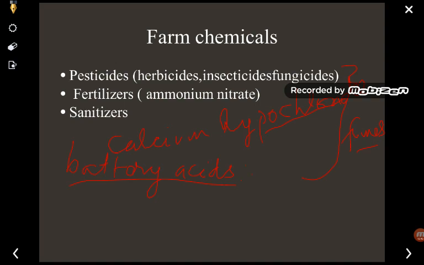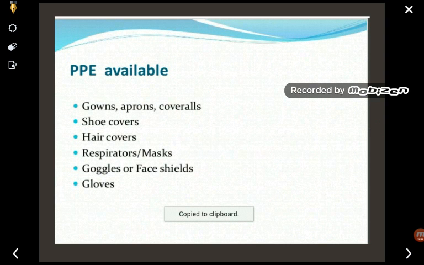So, depending on the circumstances, PPE should include many of the following. What are the different equipments which are to be worn? PPE equipments may include gown, apron, coverall in order to protect the body. So, in order to protect the body, we used to wear the apron and the gown. Next is the shoe cover in order to protect the foot, hair cover in order to protect the head, respirator in order to avoid inhalation, or using the mask.